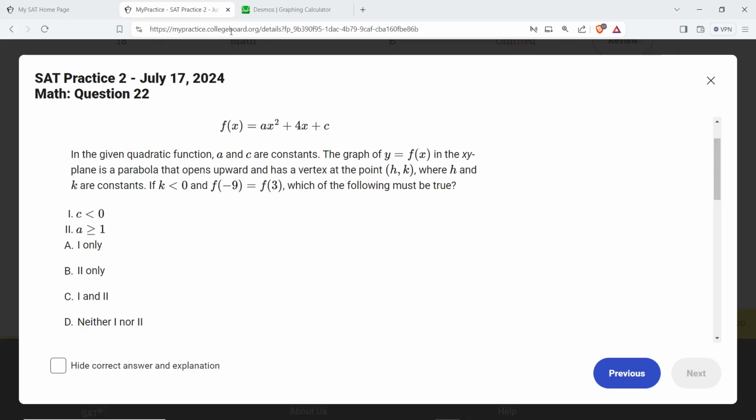It says f of x equals ax squared plus 4x plus c. In this quadratic function, a and c are constants. The graph of y equals f of x in the xy-plane is a parabola that opens up and has a vertex at the point (h, k), where h and k are constants. k is less than 0. k is the y value of the vertex, and it's less than 0, so it's underneath the x-axis. And f of negative 9 equals f of 3. Which of the following must be true?